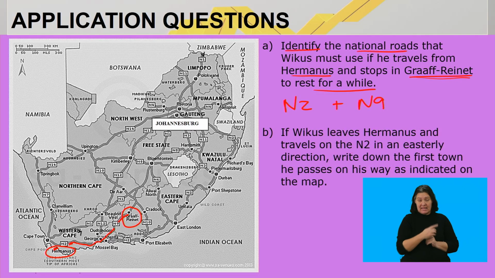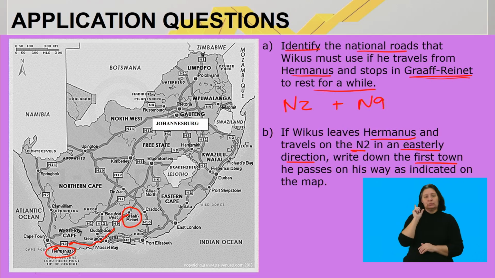Question B says the following. If Wikus leaves Hermanus and travels on the N2 in an easterly direction, write down the first town he passes on his way as indicated on the map. Okay, so remember, Hermanus is here. He leaves Hermanus and travels on the N2. We know there's the N2. Right, we now need to write down the first town he passes.